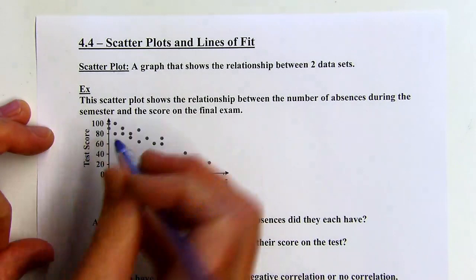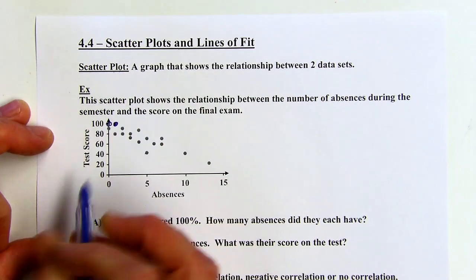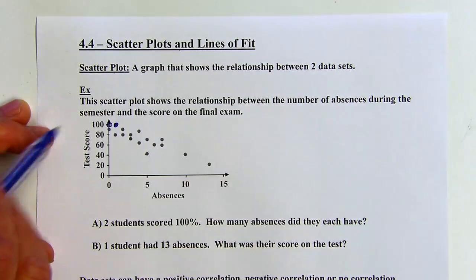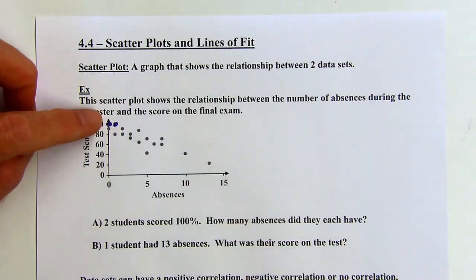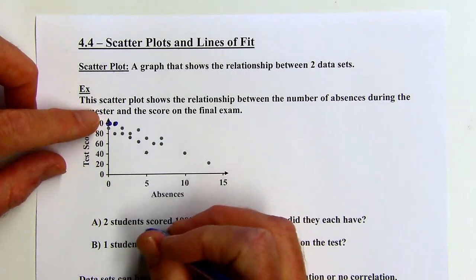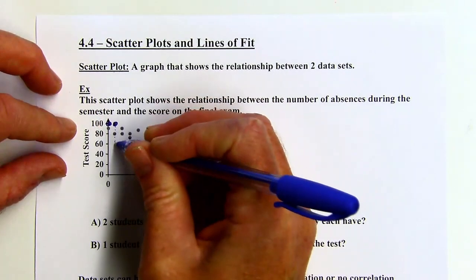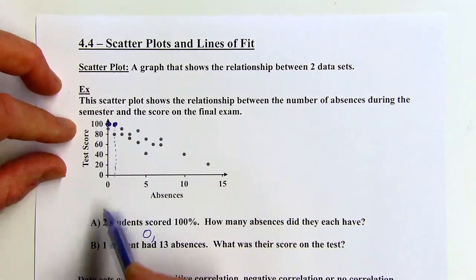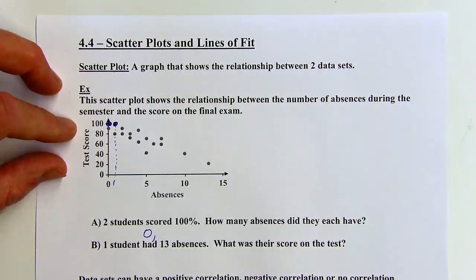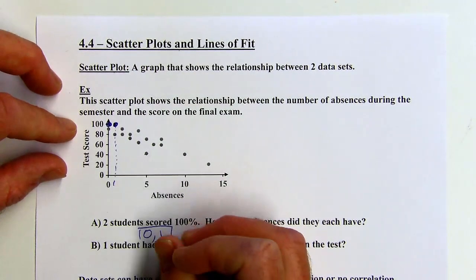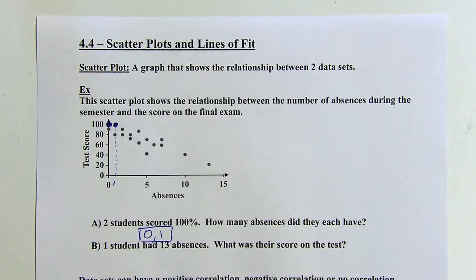I'm looking at the test scores, and it's this one and this one. One of the students, this student right here, had 0 absences. The other one is a little hard to tell, but if you go down here, it's got to be an integer, so that looks like it would probably be 1 absence. So one of them had 0 absences, the other had 1 absence.